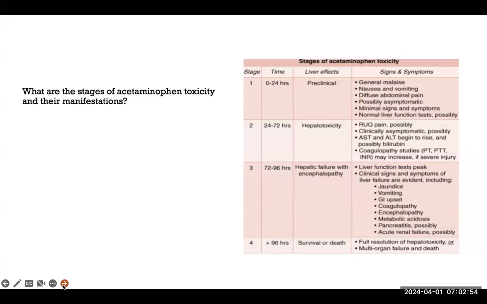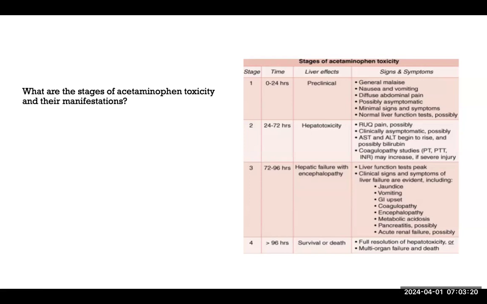What are the stages of acetaminophen toxicity and their manifestations? So the stages of acetaminophen toxicity are stage 1. The stage 1, the time is in between 0 to 24 hours, which is known as a preclinical stage. The signs and symptoms of this stage are general malaise, nausea and vomiting, diffuse abdominal pain, possibly asymptomatic, minimal signs and symptoms, normal liver function tests, possibly at this stage.